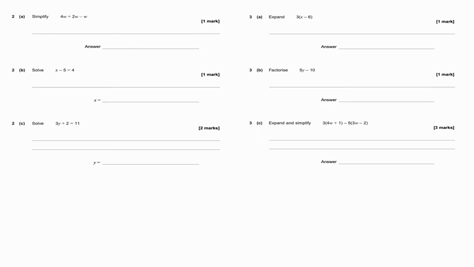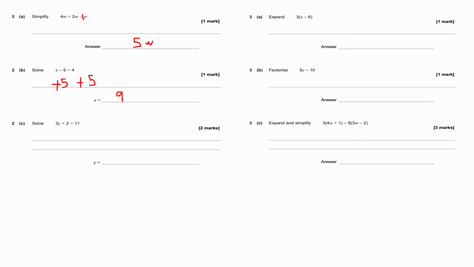Okay, this is question number 2A. Simplify this expression. So collecting like terms, 4W plus 2W is 6W. Subtract 1W is 5W. Okay, so the answer for that is 5W. Part B, solve this equation. Well, if I add 5 to both sides to balance it, x equals 4 plus 5, which is 9 for that one.